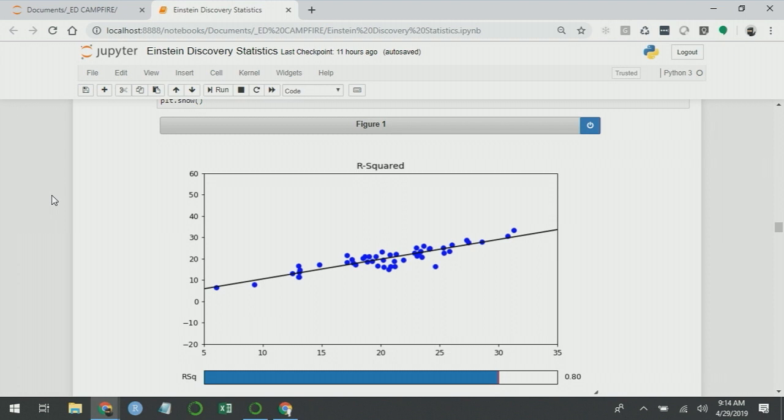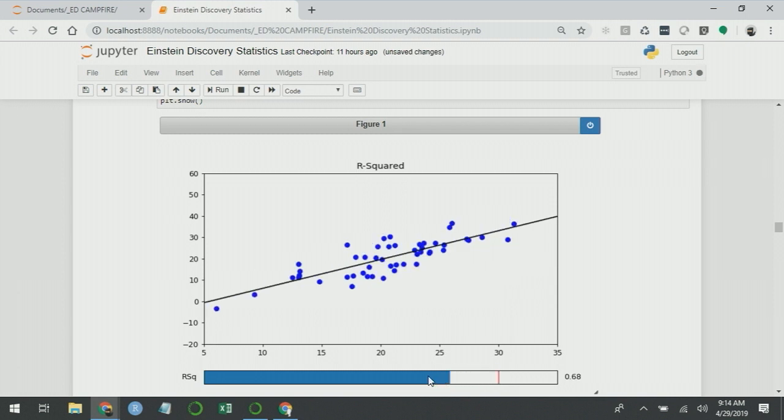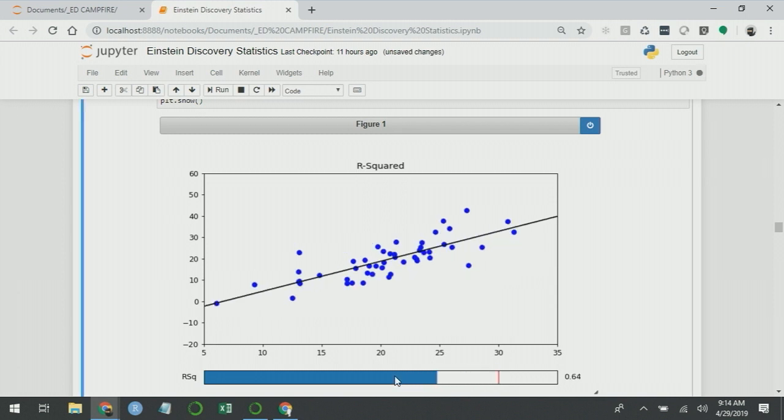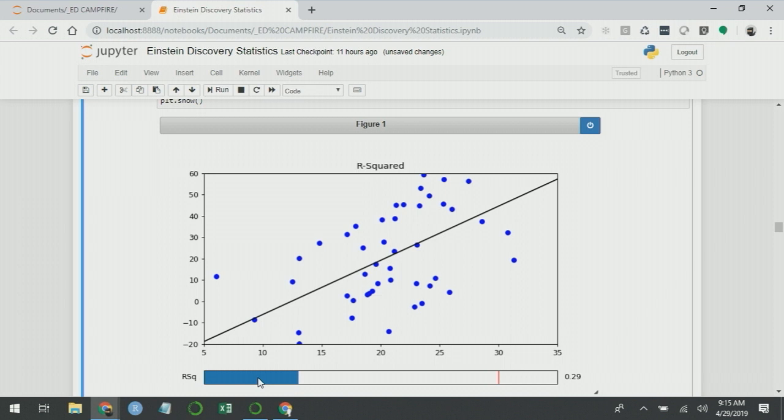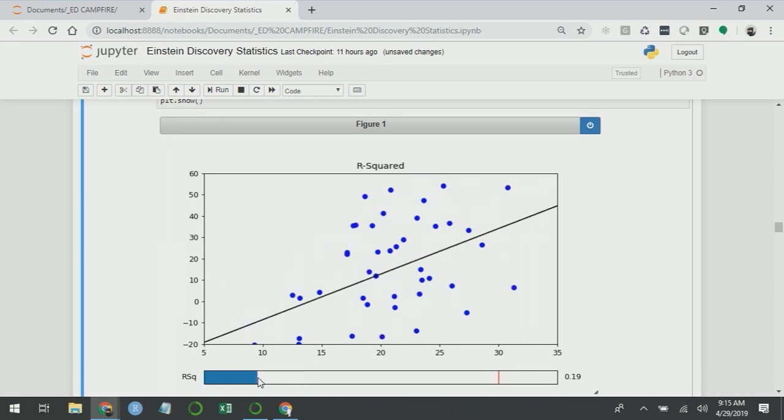So to demonstrate various R-squared values, I have this applet here. This would be an 80% R-squared. You can see all these points are very close to the line. As the R-squared gets less and less, you can see the points are moving away from the line vertically. And it gets to the point where if the line wasn't there, it might not be obvious that there should be a line at all.